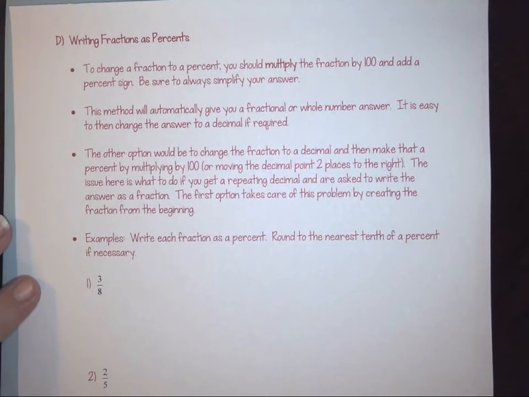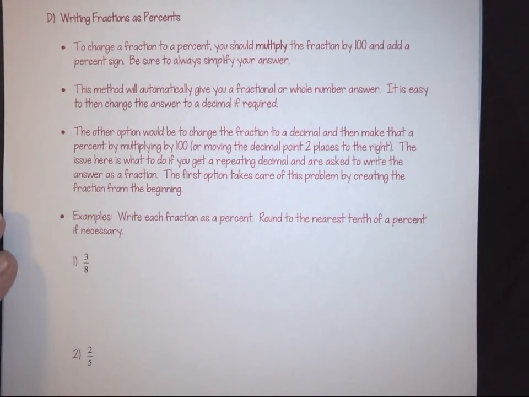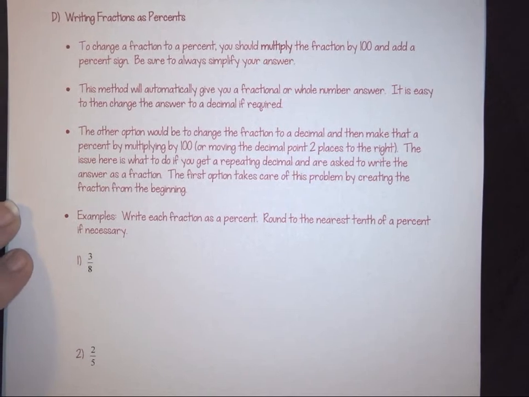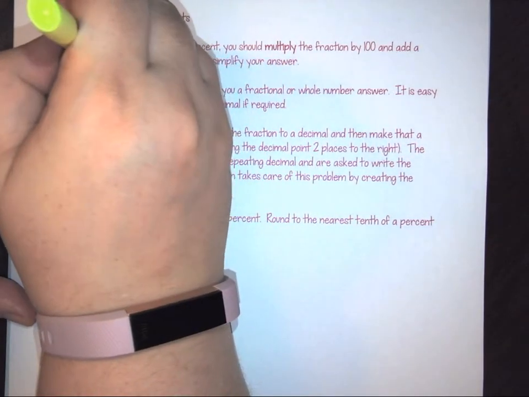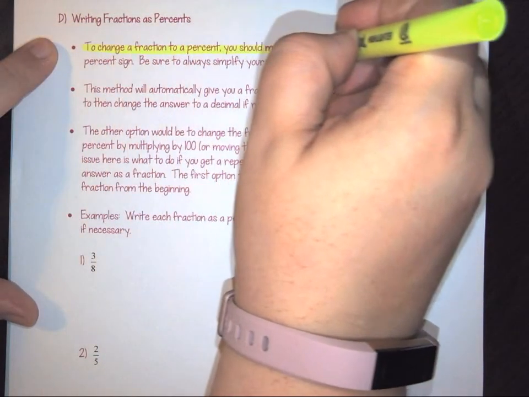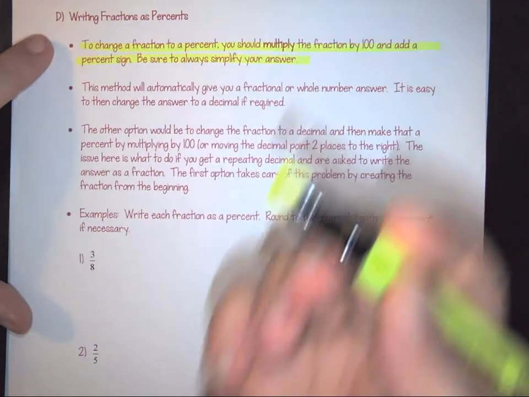Now, what if we wanted to go from a fraction back into a percent? So there's a couple things we need to look at. First, we've got the main idea, which is to change a fraction to a percent, you should multiply the fraction by 100 and add your percent sign.